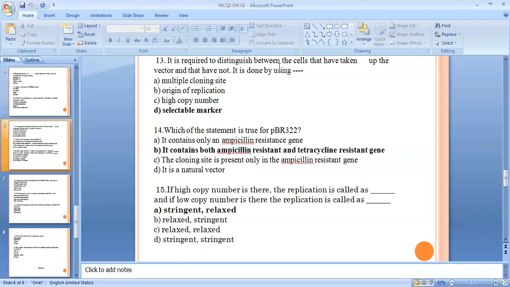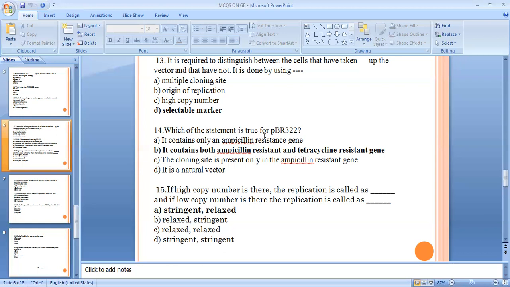It is required to distinguish between the cells that have taken up the vector and those that have not. It is done by using: your options are A, multiple cloning sites, B, origin of replication, C, high copy number, D, selectable marker. So friends, to detect whether the vector is transferred or not, because the vector or plasmid has a selectable marker, we can see antibiotic resistance genes like ampicillin or tetracycline. On the basis of that, we can select whether our plasmid is transformed or not transformed. Next question is coming to you.